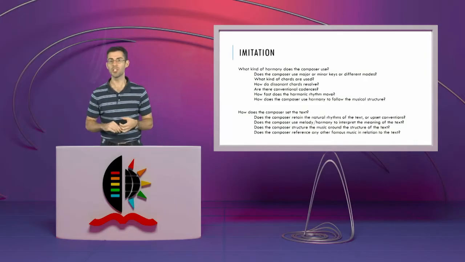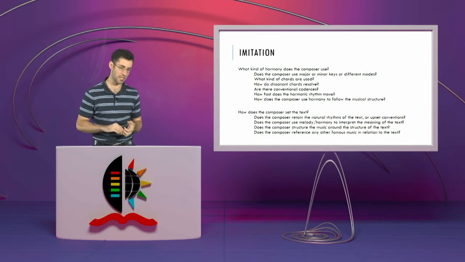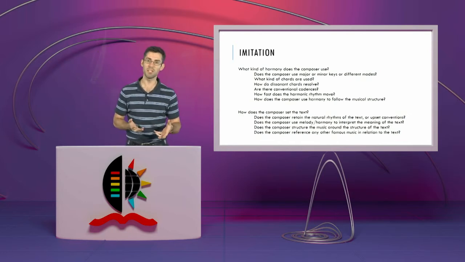Then, does the composer structure the music around the structure of the text? And again, I'm going to go back to that piece called Giacolwa by Sibisi. The text which he was setting, the credo or the creed, is set up in 3 distinct sections. One about the Father, one about the Son, one about the Holy Spirit. The music also does that.